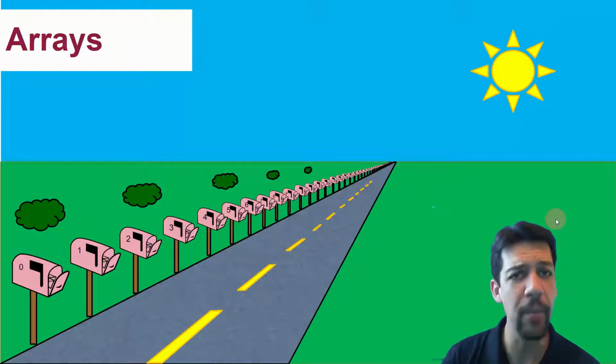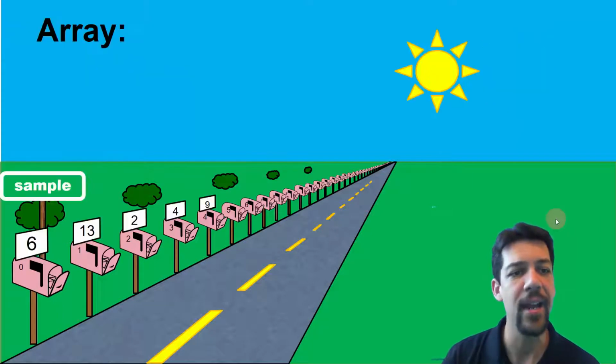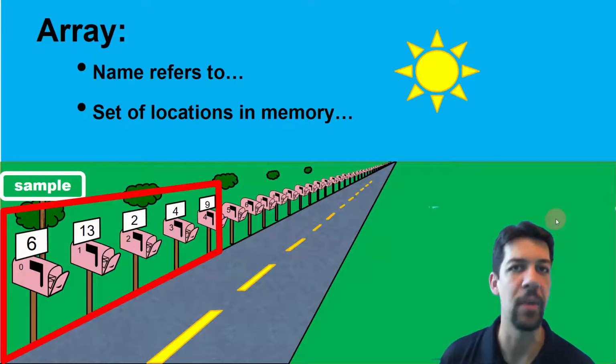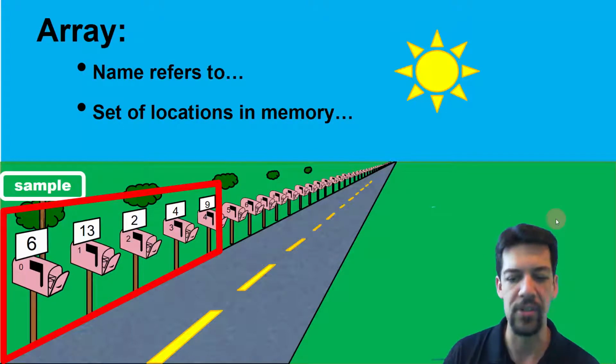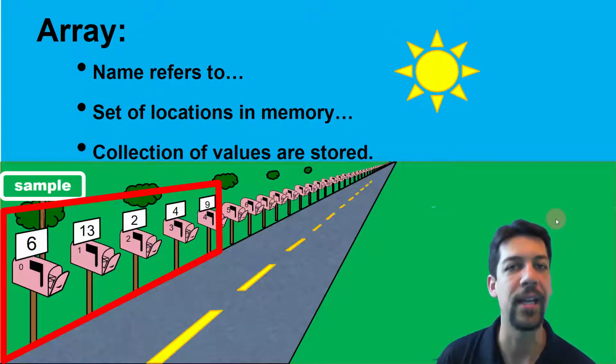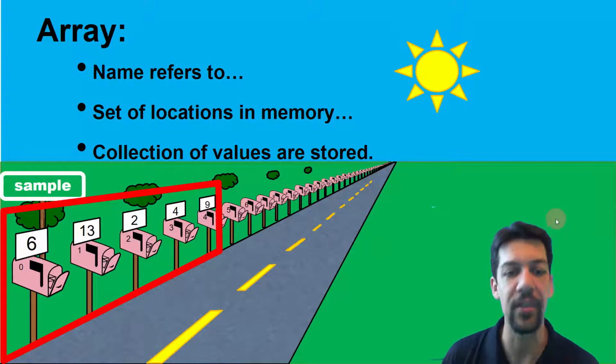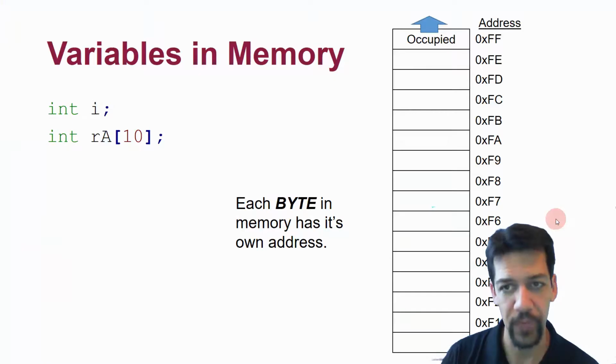So what happens with arrays is that an array is a name. It's just a variable, but it's a name that refers to a set of locations in memory, a collection of locations in memory where a collection of values are stored, right? So that's a good overview of how arrays fit into this. Now let's look at what they look like laid out in actual memory, right?